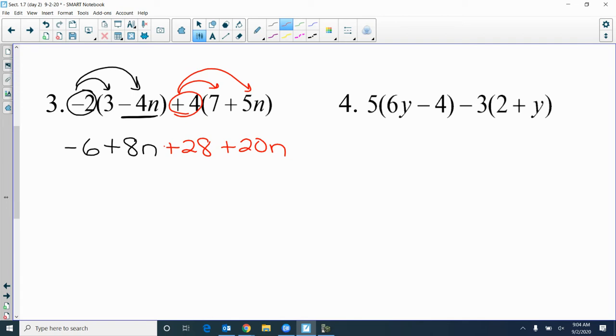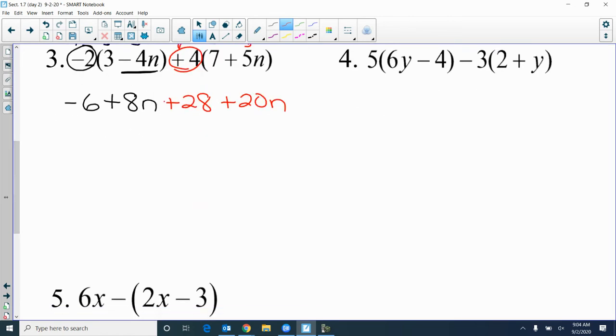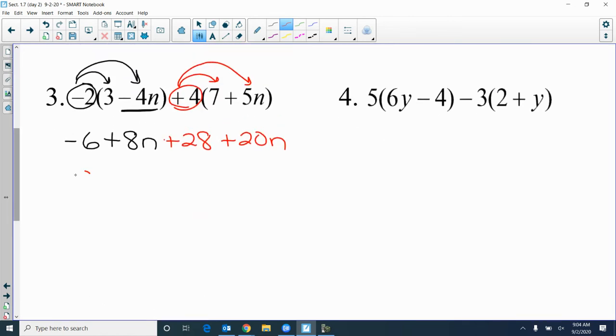If you have a term with a variable, I want that first in your final answer. Like up here, you had negative 12x plus 20 and 9b plus 15. I want the b or the x or the a or the variable first, or the n. So I'm just going to regroup here. And that gives me 8n plus 20n. And then I got this negative 6 plus 28. Well, these are both positive, so you're okay. What's 8 plus 20? 8 plus 20 is 28.